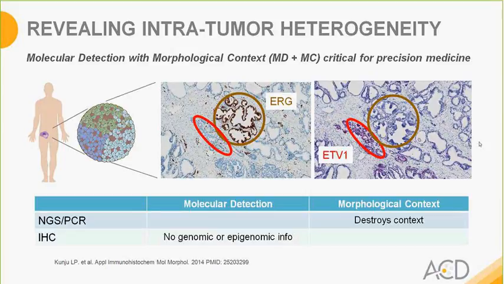This combination of molecular detection and morphological context provided by this duplex RNAscope assay is really not possible with traditional grind and bind, next generation sequencing, or PCR assays, which destroy morphology. They're also not available with standard IHC assays, which really don't provide the genomic information provided by RNAscope.